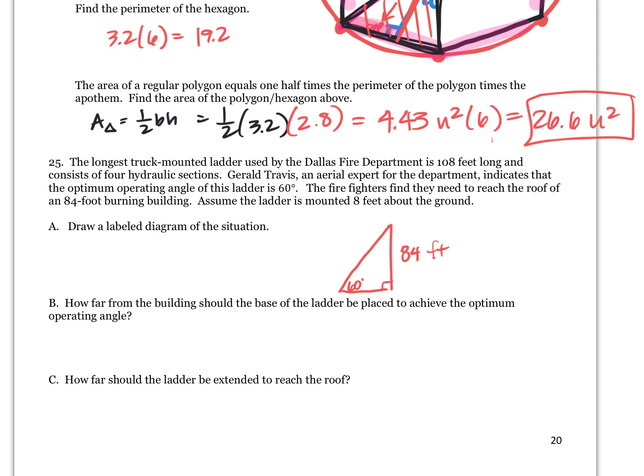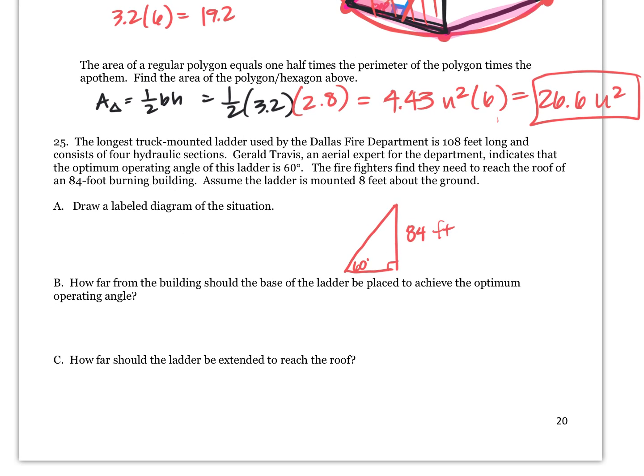Oh, and assume the ladder is mounted 8 feet above the ground. Oopsies. Wouldn't we want to take 8 away from that because the ladder's starting up that much higher? So I think that instead of 84, what could we make that? 76? So I'm going to make that a 76.